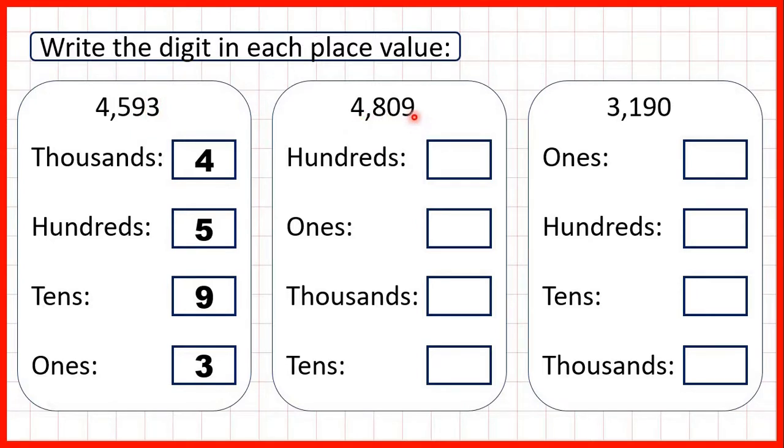Now we have 4809. The hundreds digit is the third digit from the right, so that's an 8. The ones digit is on the end, so that's 9. The thousands is a 4, and the tens is a 0. Finally, we have 3190. So the ones digit is a 0, the hundreds digit is 1, the tens digit is 9, and the thousands digit is a 3.